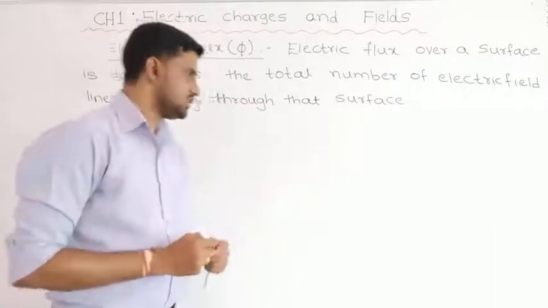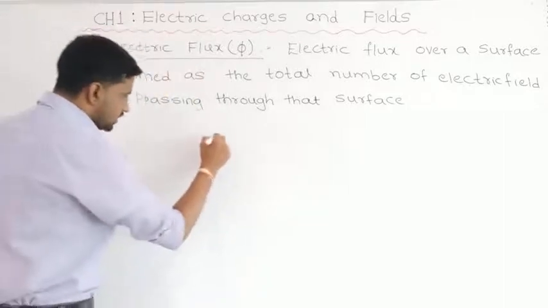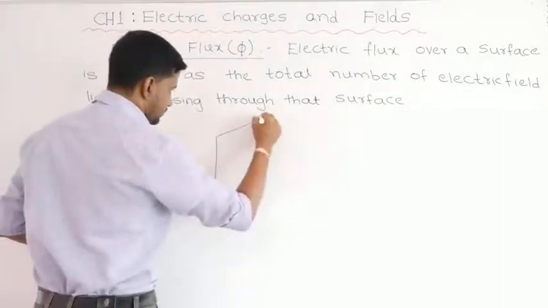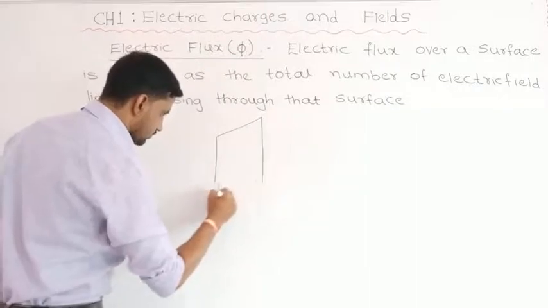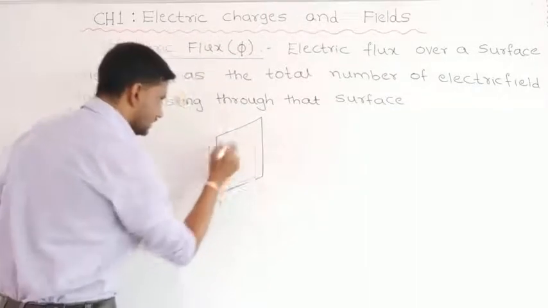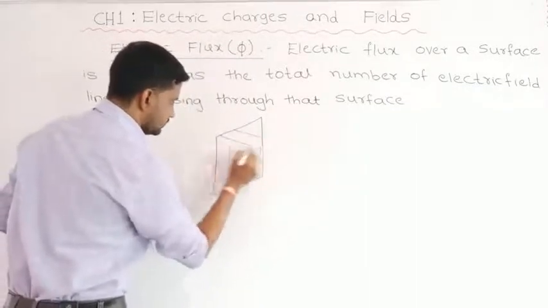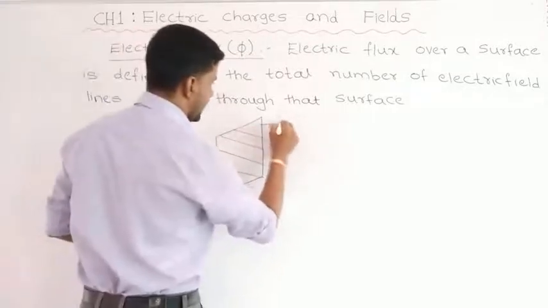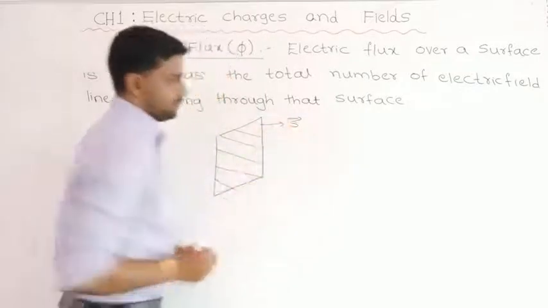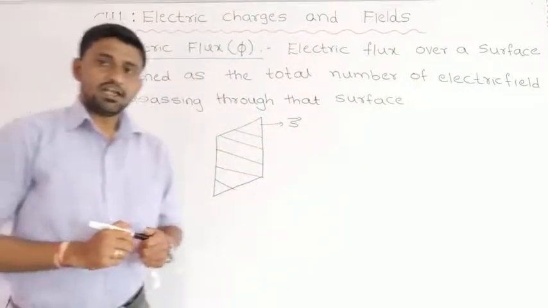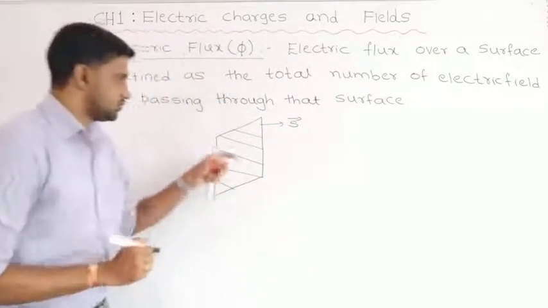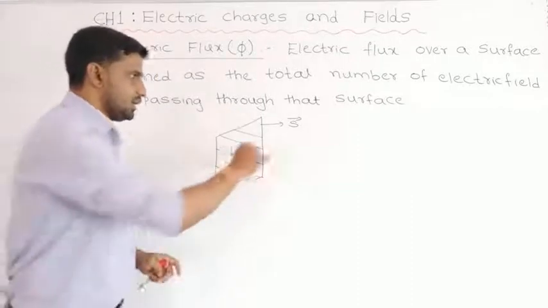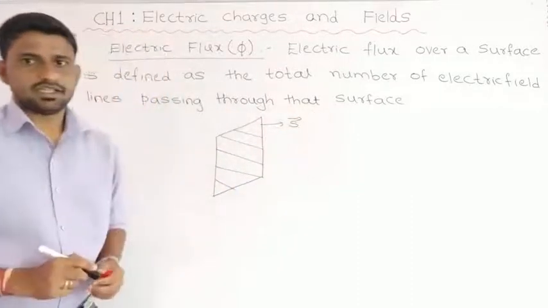So that means, see here, now I am going to consider one surface area. This is one surface and this is the surface area, and I am considering that surface area as S vector. You know that area is a vector quantity, right? So this is the surface area, and I am considering it as S vector.